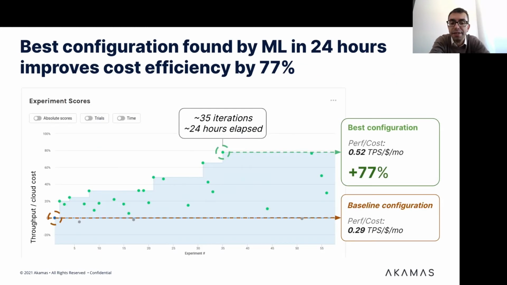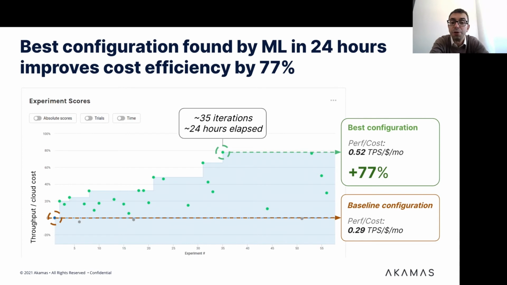In this chart, each dot represents the cost efficiency of the application, which again is the service throughput divided by the cloud cost, as a result of a different configuration of microservices CPU and memory limits as chosen by the machine learning optimizer. So the result of our machine learning-based optimization approach is quite astonishing. A configuration improving the cost efficiency by 77% was automatically identified in about 20 hours of automated tuning.